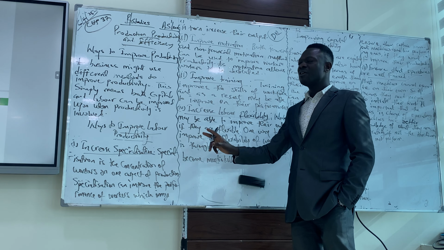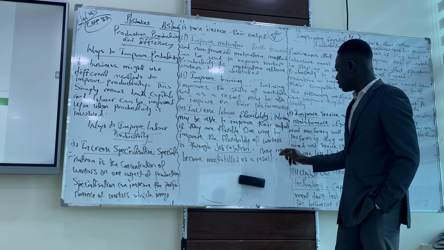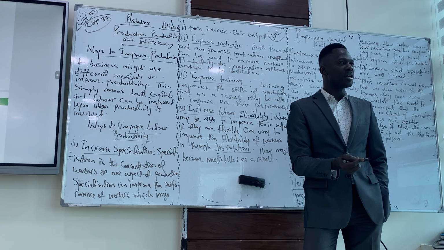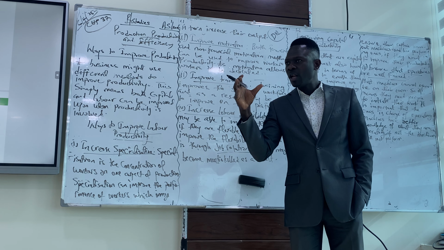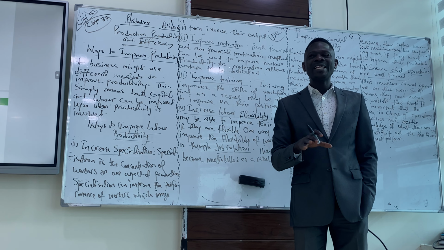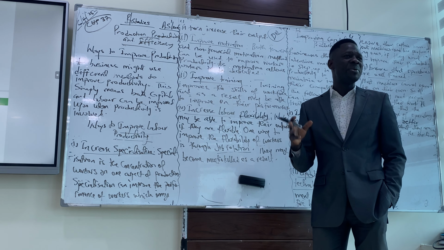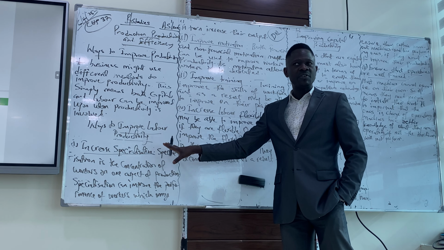And the last one is flexibility. Labor flexibility will come with job rotation, allowing workers to switch from one department to another at any point in time. This means they will be able to have more knowledge about different departments, and that can allow them to be multi-skilled. And when they are multi-skilled, they'll be able to perform better. Do we understand labor productivity and how to improve labor productivity?